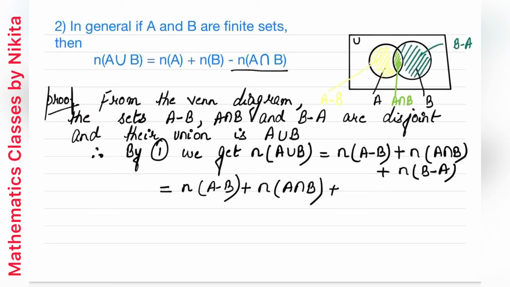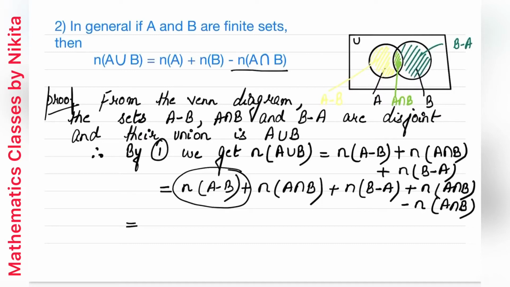See, first of all what I will do is, on the right hand side I will add the number of elements in A intersection B and I will subtract the same thing because the resultant is 0, because n stands for number. So this is some natural number. So I am adding and subtracting the same natural number from this equality. Now if I take this thing and the number of elements in A intersection B, what will I get?